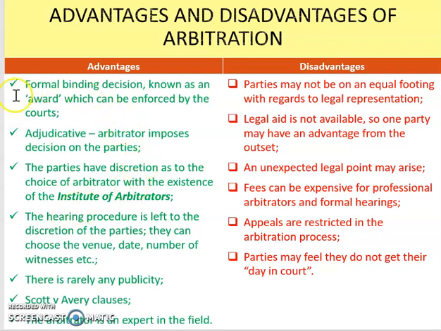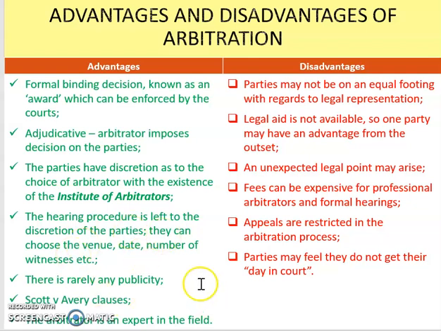And the fact that it's a formally binding decision has a big advantage in that it can be enforced by the courts. So this agreement does have to be stuck to, which is an advantage compared to the other methods. The parties have discretion as to the choice of arbitrator, so they've got some freedom there to do that. And they also have quite a lot of discretion about how the procedure is going to be followed. So they can choose the venue, the date, the number of witnesses. So you've got a lot more power than you have if you're going through the court system.